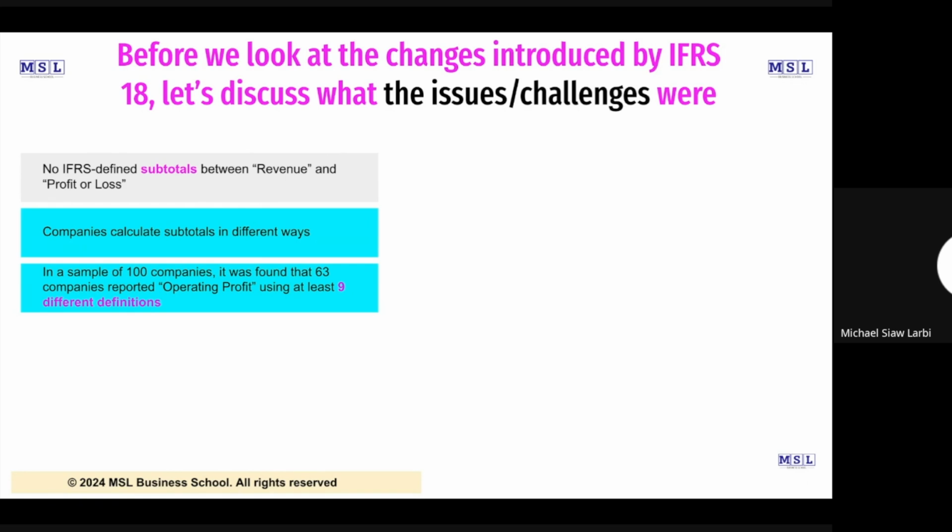So this stopped comparability being a possibility, because if I took 10 companies, and let's say 5 or 6 of them had different definitions for operating profit, then what really was operating profit? What did they add to that figure to get operating profit, right? So there had to be something done.